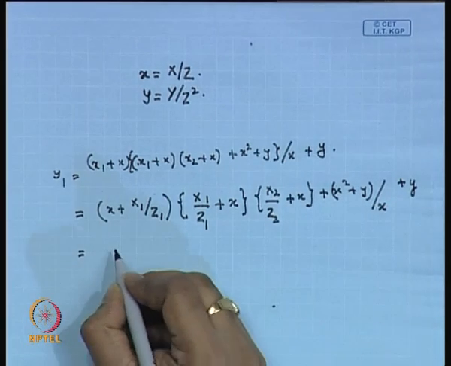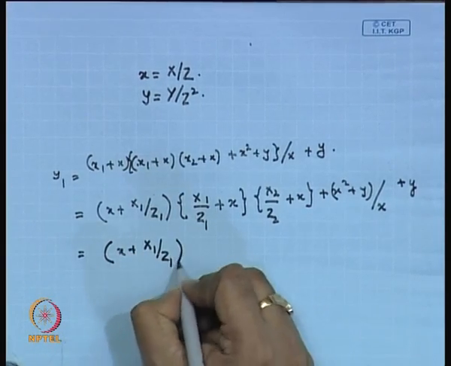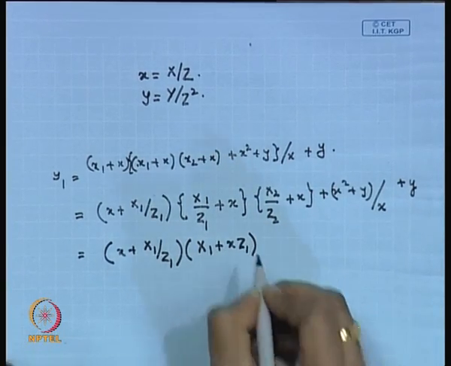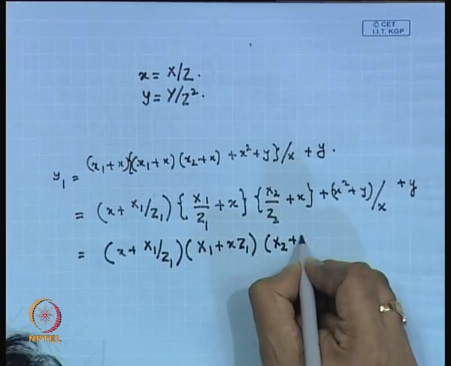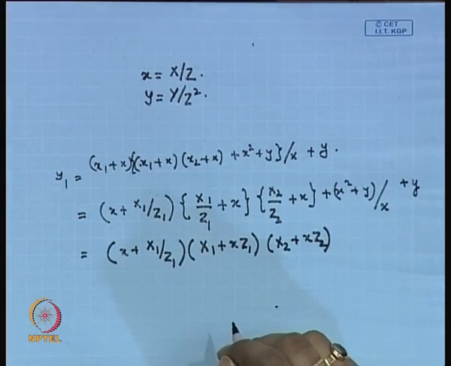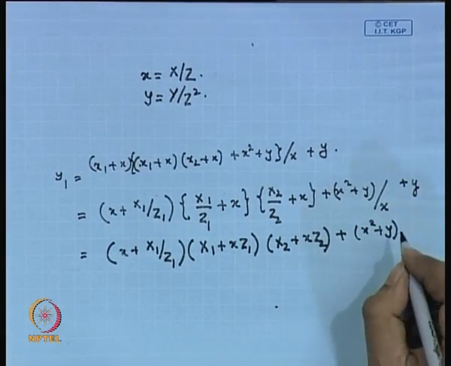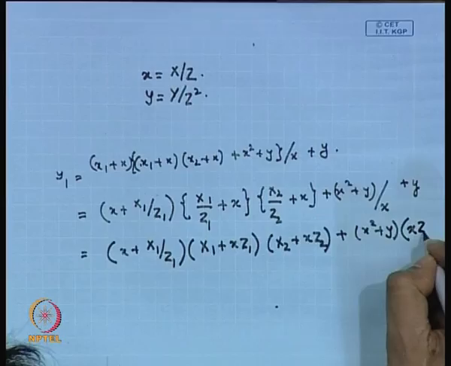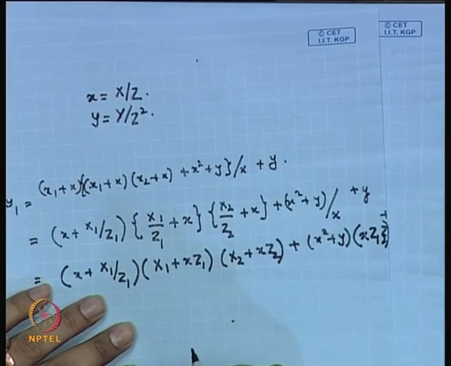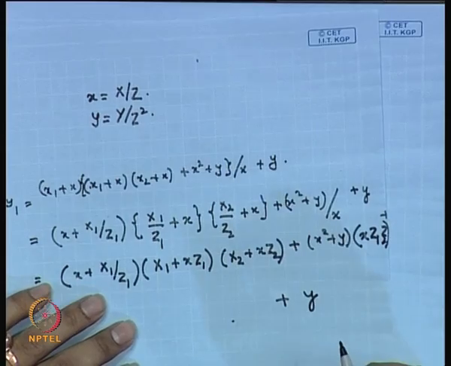So, therefore, you can simplify this and write it as x plus x 1 by z 1, and this as x 1 plus x into z 1, x 2 plus x into z 2. So you see that there is a z 1 by z 2 at the bottom, then you have x square plus y, and you can write all these as z 1 z 2 and minus inverse, right. So, therefore, x into z 1 z 2 plus this term y, right.